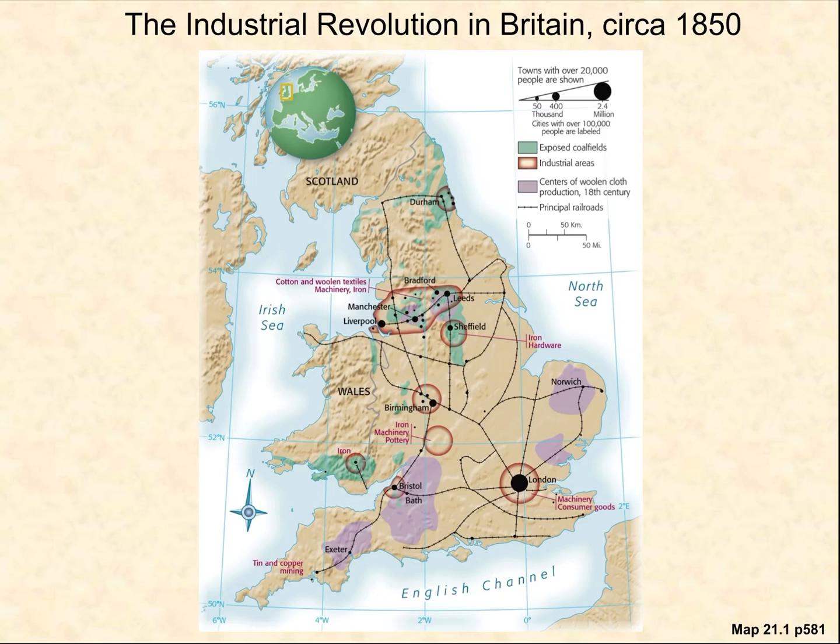This is a map showing you guys the industrial areas as well as the exposed coal fields. It gives you a relationship. You see railroads that were being built, which we will come to here in just a little bit, because all of that is related.